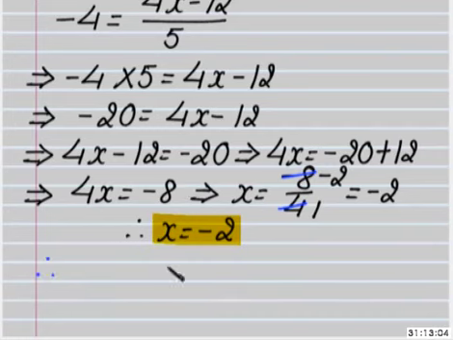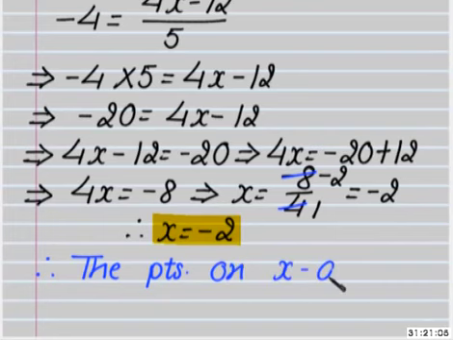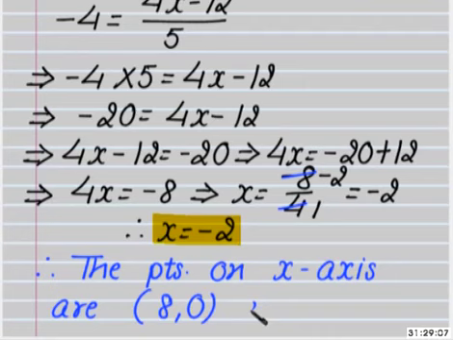Therefore, for the given example, the points on x-axis are point with coordinates 8 and 0 and point with coordinates minus 2 and 0.